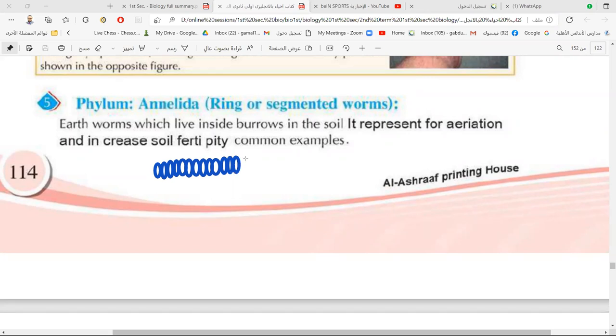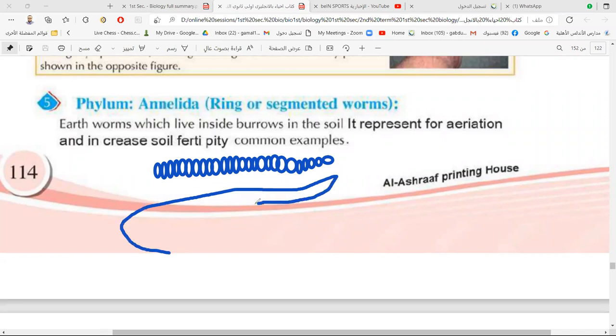The worm is segmented. The body is segmented into many segments or many sections or many circles. As you see, this is the shape of the worm from Annelida or ringworms, like the earthworm. You know the earthworm, of course. It is long like this, and its body is segmented into many segments or many rings, and so on. This is the earthworm.